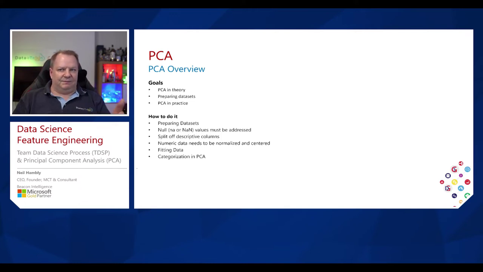again in Jupyter notebooks. What we're trying to do is prepare the data set, remove those nulls, or not-a-number values, NaN, split off any description columns so we just have numerical values that we can process, normalize and centralize the data so we have it right. So when we fit the data into the model, it does well. And we've got maybe some details around categorization in PCA. These are the kind of things we're going to do inside the modules.